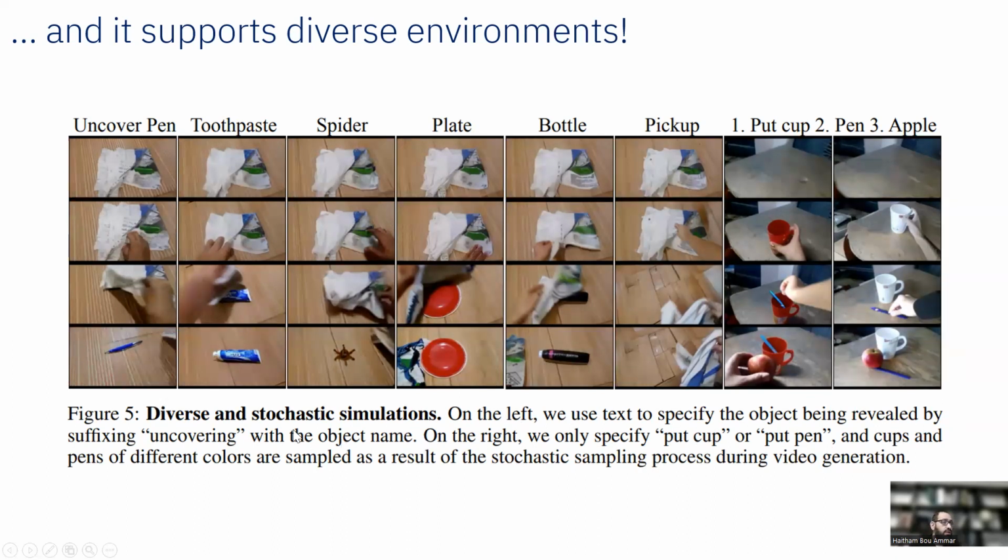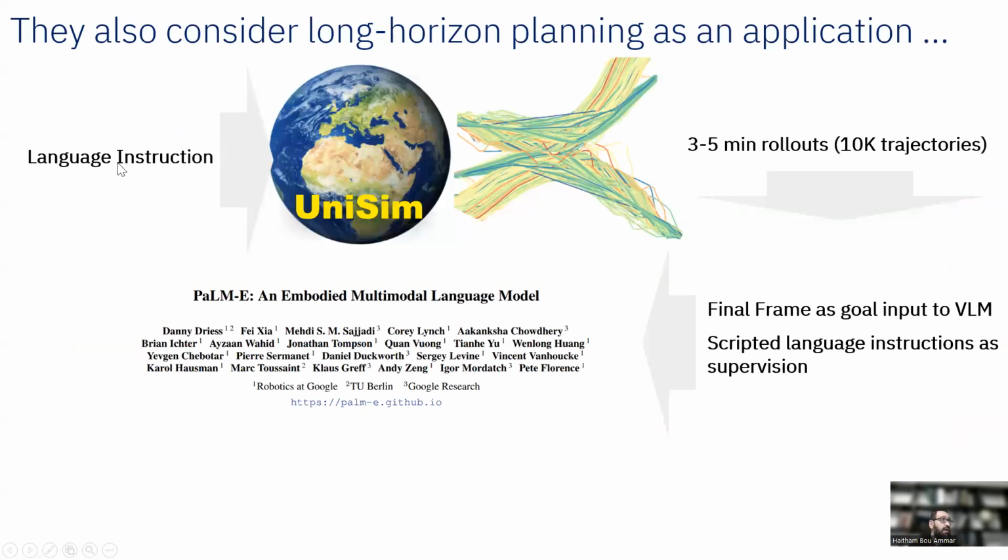Okay. So it also could do diverse and stochastic simulations. Now, what is an interesting application they have done of the Unisim, although you can see many varying applications of the Unisim? I think one very cool thing is to try to train a robot in a way, right? So what they have done really is they considered long horizon planning as an application.